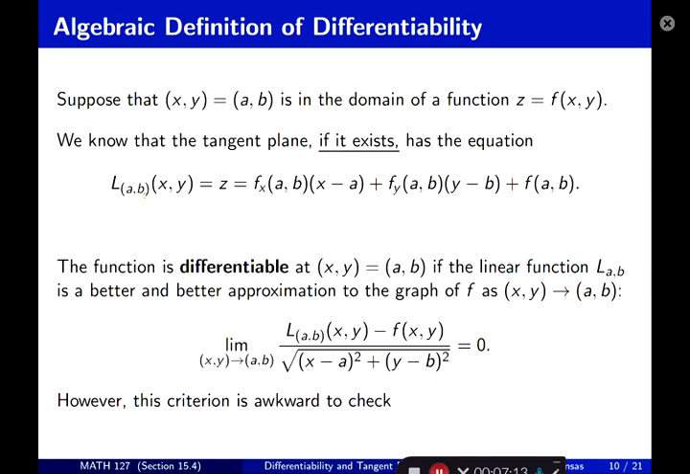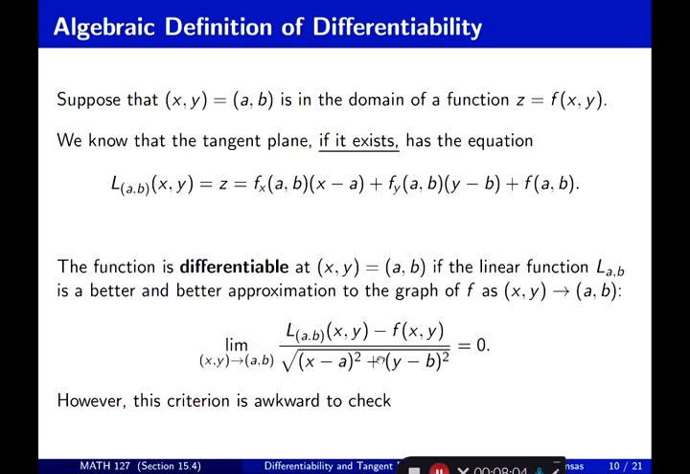So here's the linear function, that's the equation of the plane z. If the magnitude of the difference between z and the linear function at x, y, over the magnitude of the difference between the point x, y and a, b, has a limit equal to 0 as x and y approach a and b, then the function is differentiable.